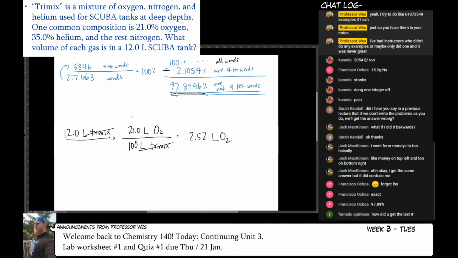And then what I'm going to do is go like this, and we'll just replace it with the other percentages. So 35% of it is helium. So 35 of these 100 liters would be helium. And then I just do the same thing.